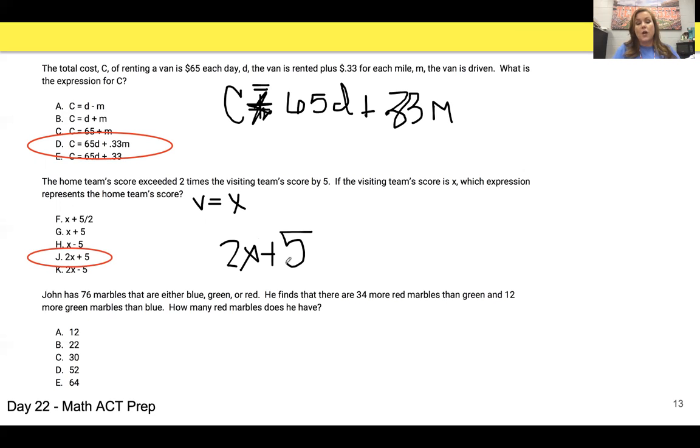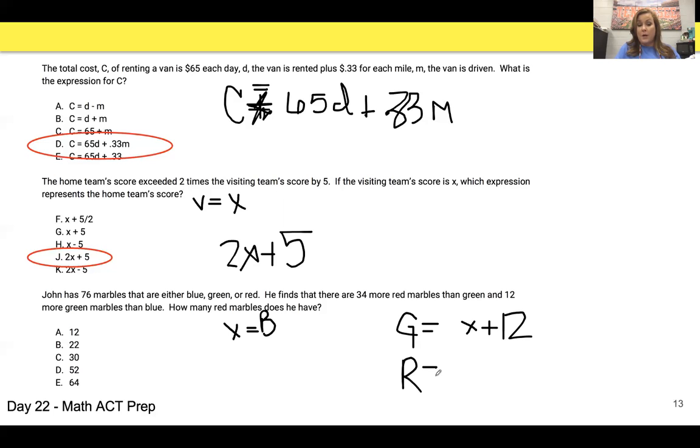And here's the last one. John has 76 marbles that are either blue, green, or red. He finds that there are 34 more red marbles than green. So we have red marbles in terms of green. 12 more green marbles than blue. So now we have green in terms of blue. So let's let X be equal to blue. So now green is going to be equal to, there's 12 more green marbles than blue. So if blue is X, green is going to be however many blue ones there are plus 12.